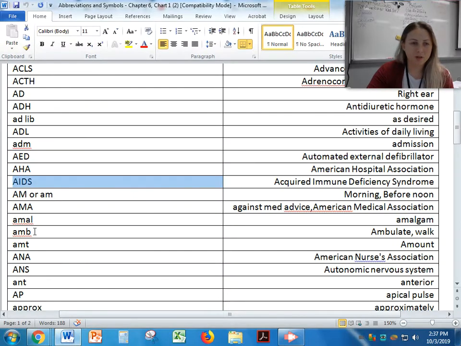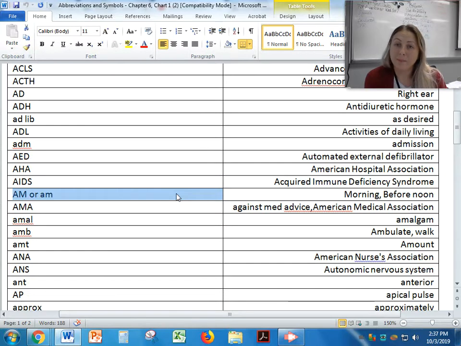So, moving on to bigger, better things, AM, it can be uppercase or lowercase. So this is essentially morning or before noon, right? When you wake up, it's in the AM. When you go to sleep, it's in the PM.